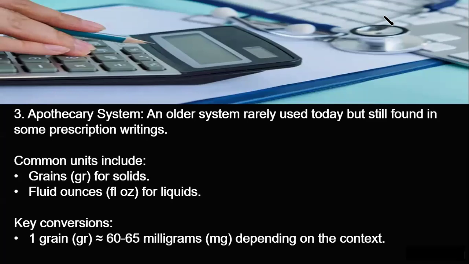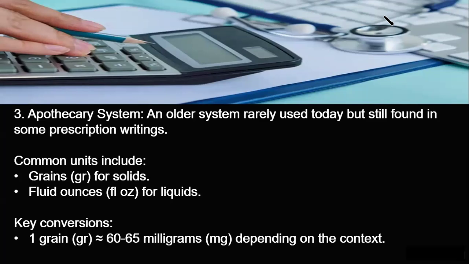It's not very common now because technology has taken over, but it's still used in some prescriptions. In some areas, they still align with this older system. So we have units like grains for solids, you know, we count it in grains, with GR. Then we have the fluid ounces, FLOZ, which is what we use for liquids.